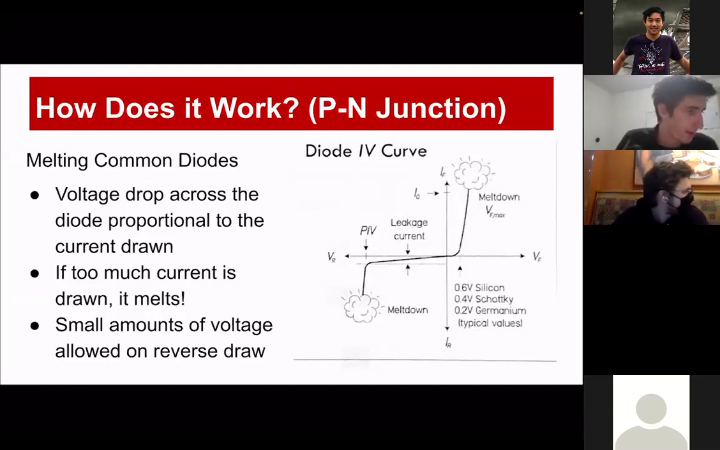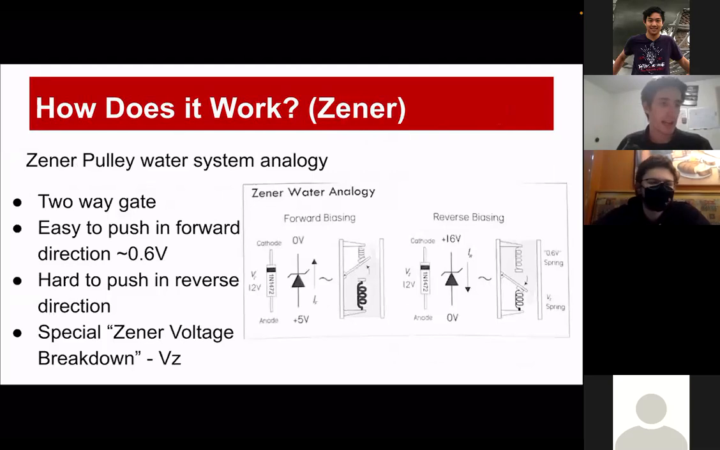We are currently talking about how to melt common diodes and the differences between this PN junction diode, and now talking about Zener diodes. This is the other kind of diode that we're talking about here and is used a whole lot, and is used much differently than we would a PN junction or a Schottky diode. So a Zener diode is a two-way gate, so it's no longer a single way. But it is much easier to push forward bias than it is reverse bias.